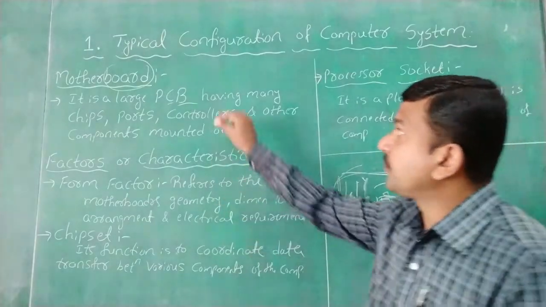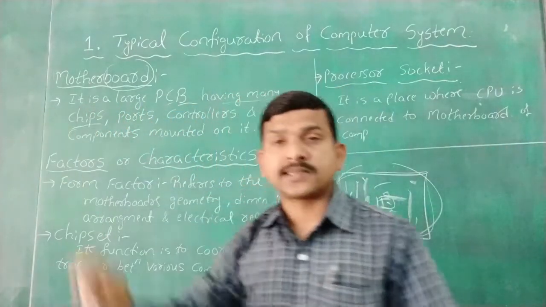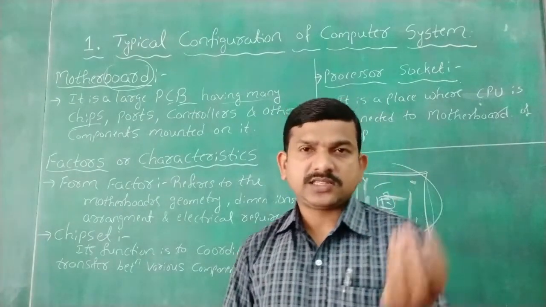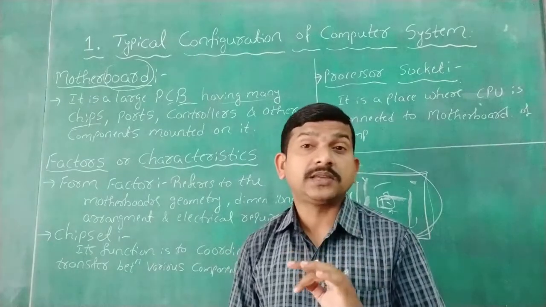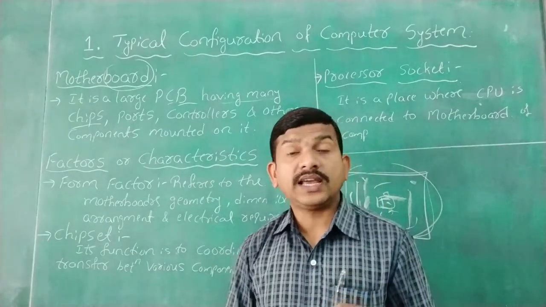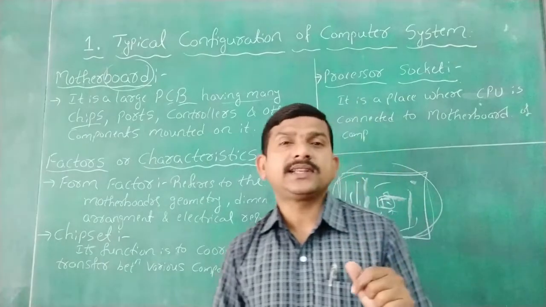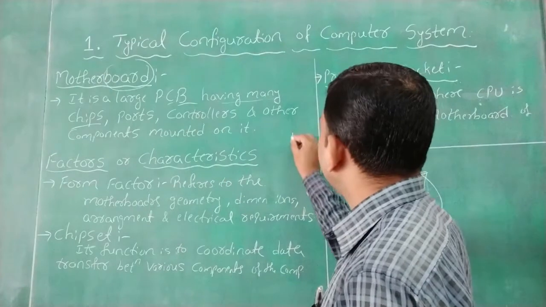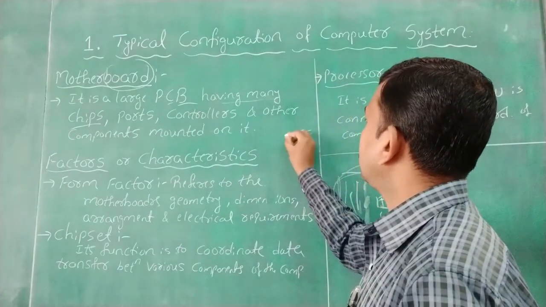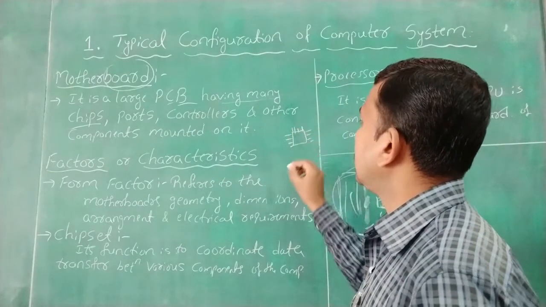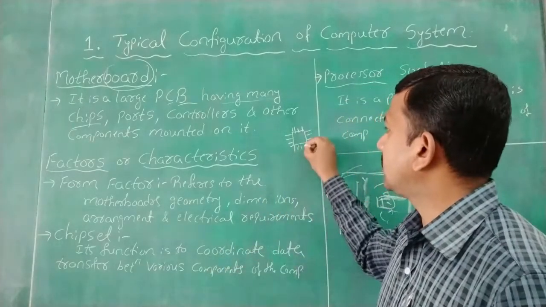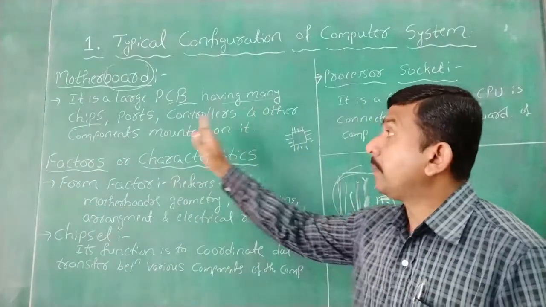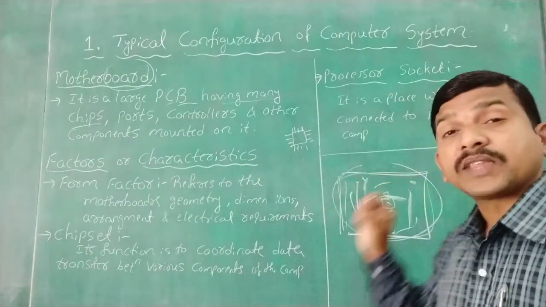What does it contain? Having many chips. Having many chips means the potato chips or any other chips? No. Chips here are nothing but ICs. Normally we call it IC, that is integrated circuits. Normally we say chips. Yes, that is IC. How does it look? It looks like this, see, like this. Yes, that is IC. Is it clear? Chips are nothing but ICs. Having many chips means there are so many ICs here.